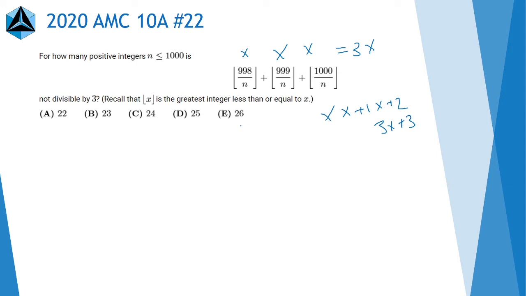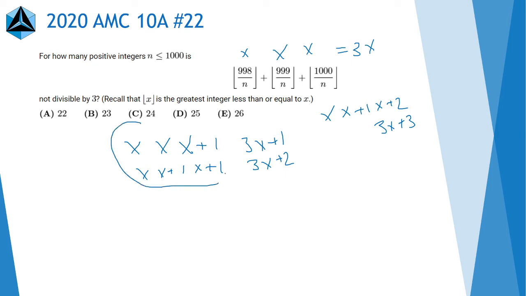And the only other case is if two are the same and one's different, so you can do x, x, x plus 1, or x, x plus 1, x plus 1. And you can actually see that if you sum these up, this is 3x plus 1, and this is 3x plus 2. They're not divisible by 3. So these are the ones we want to count. But when do these occur?